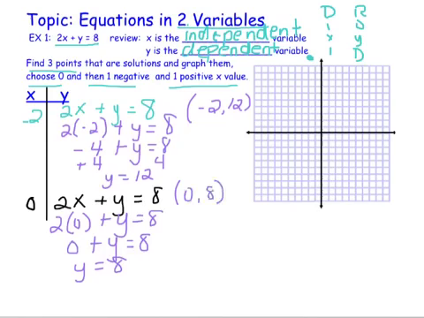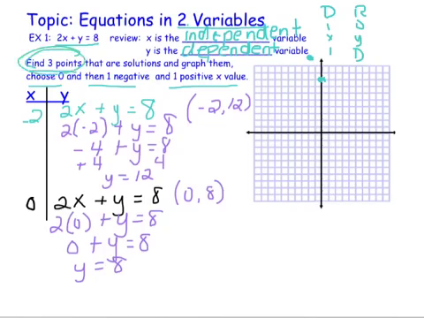So let's go ahead and graph. We're going to stay at 0, and we're going to go all the way up to 8. Sorry, it's hard to see. So right there, we're going to put a little dot right there. Alrighty, we have one more point to do because it says that we have to find 3 points.